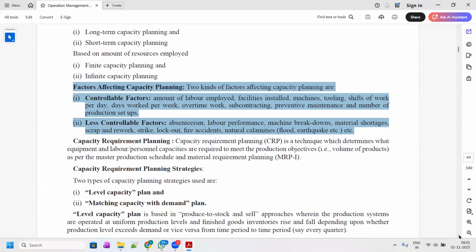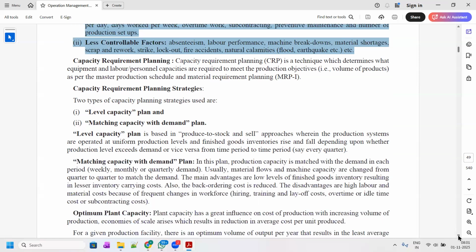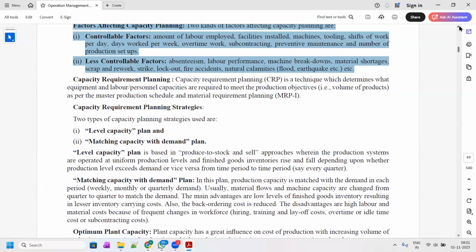Factors that can be controlled, like how many laborers are to be employed, and how many facilities should be installed. And if there is some OT or something, that also we can control. And how many shifts should run in a day. All those things which we can control are known as controllable factors.